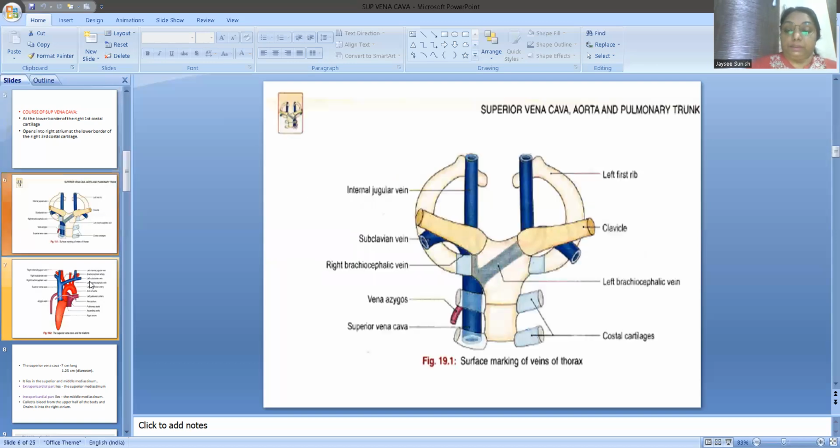Now we can see this in the diagram. This is the sternum, this is the manubrium, and this is the clavicle. This is the sternoclavicular joint, and this is the first costal cartilage. You can see the level of the first costal cartilage, where this is formed. This is the internal jugular vein, and this is the subclavian vein, and they form the superior vena cava. So this is the superior vena cava.